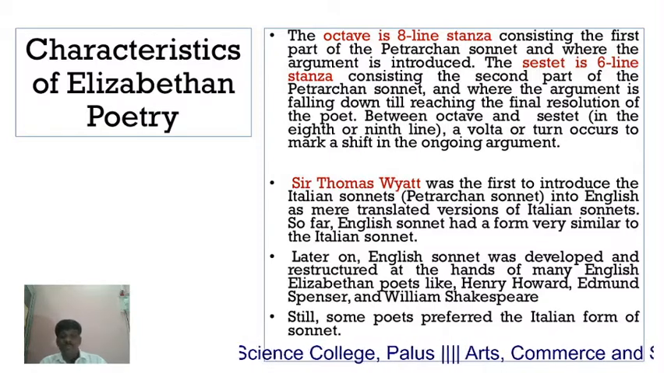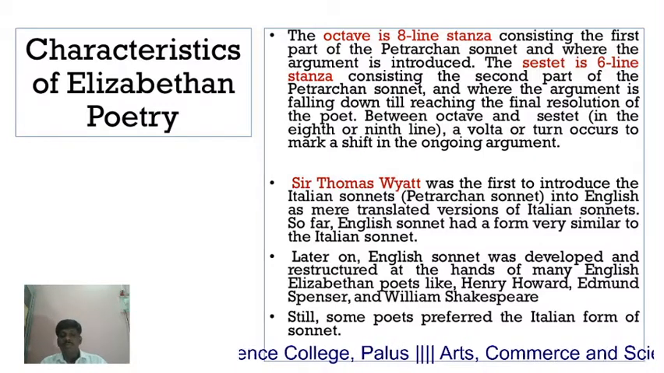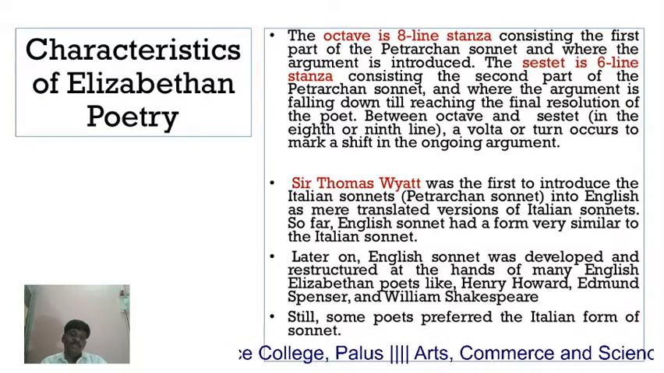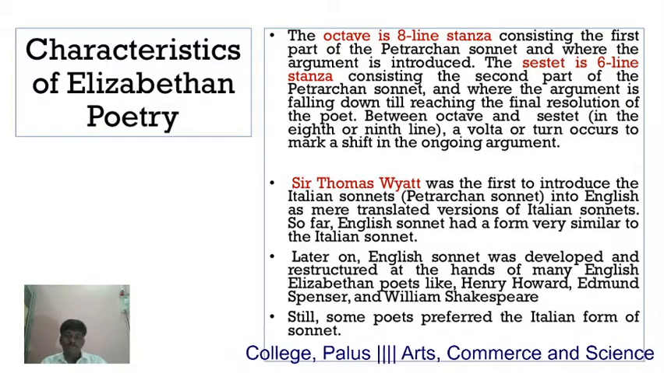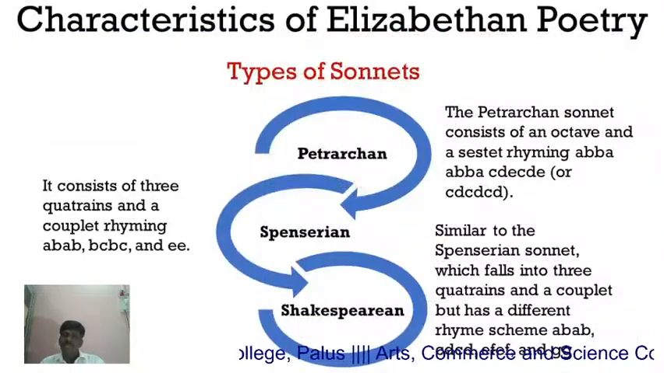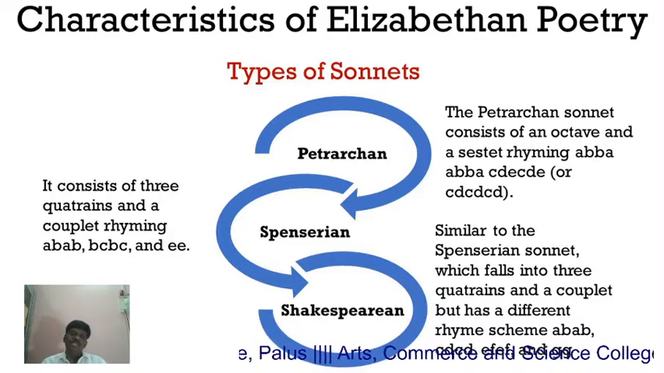And William Shakespeare also wrote many sonnets, sonnets to his white friend and a black lady. So that is also a very famous one. Still, some poets preferred the Italian form of sonnet, but the English form of sonnet becomes a very significant type. So see, Petrarchan, then Spenserian, and then Shakespearean. We have three types of sonnets.